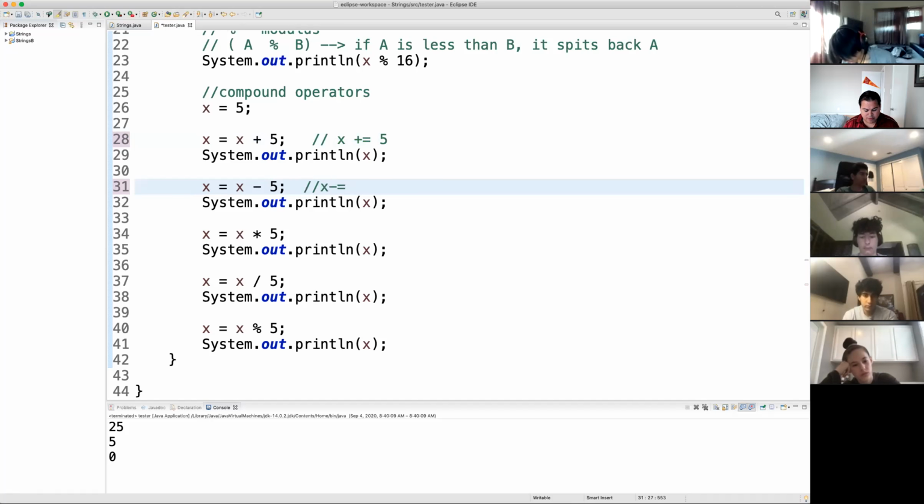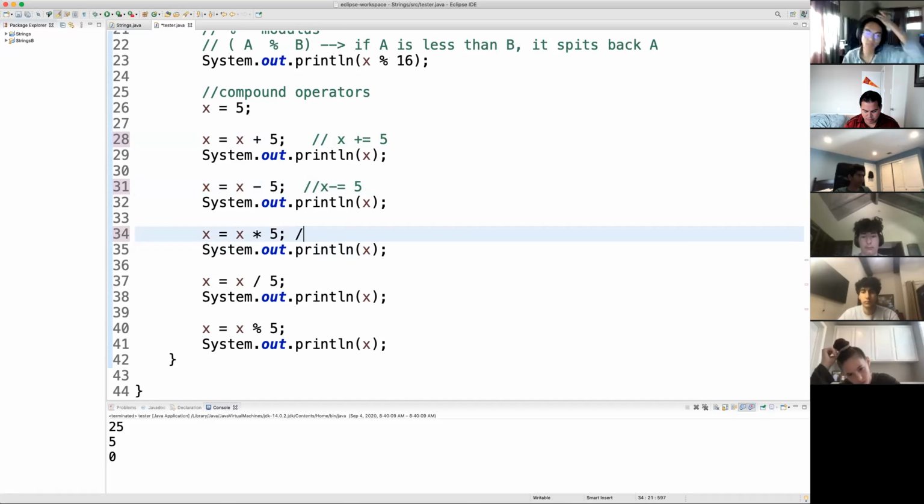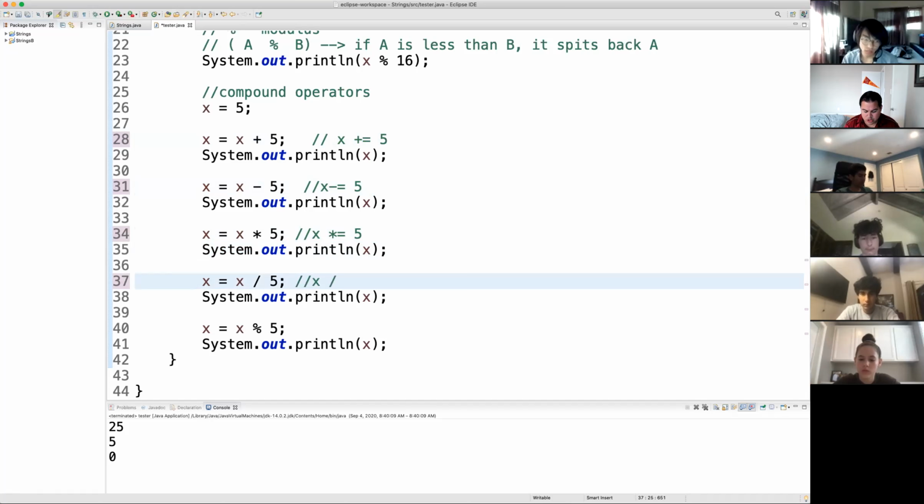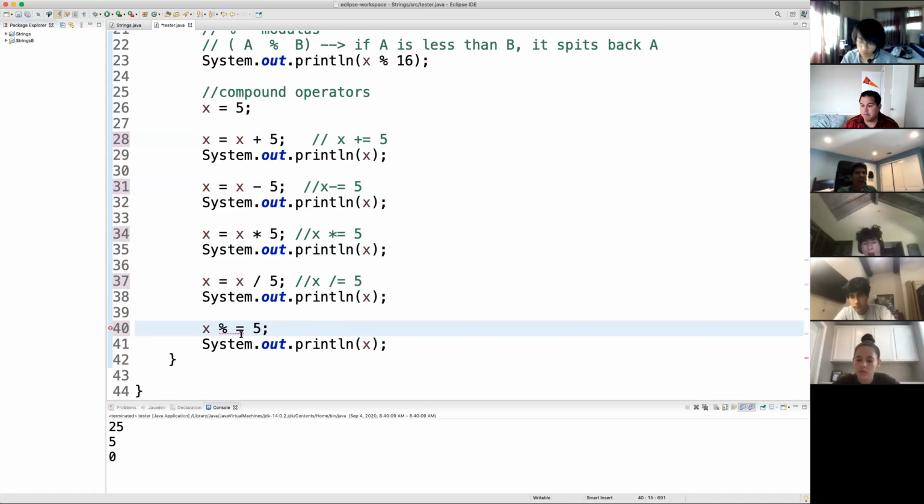X minus equals 5. X times equals 5. Now notice also, you will get an error if there's a space between the operator and the equal sign. You need to keep them right next to each other. So for example, if I said modular space equals 5, that's an error. You need to make sure that they're right next to each other. I will mark you off on that if you make that mistake. Okay, X modular equals 5. All right. Compound operators, they change the value of the variable. That is it.